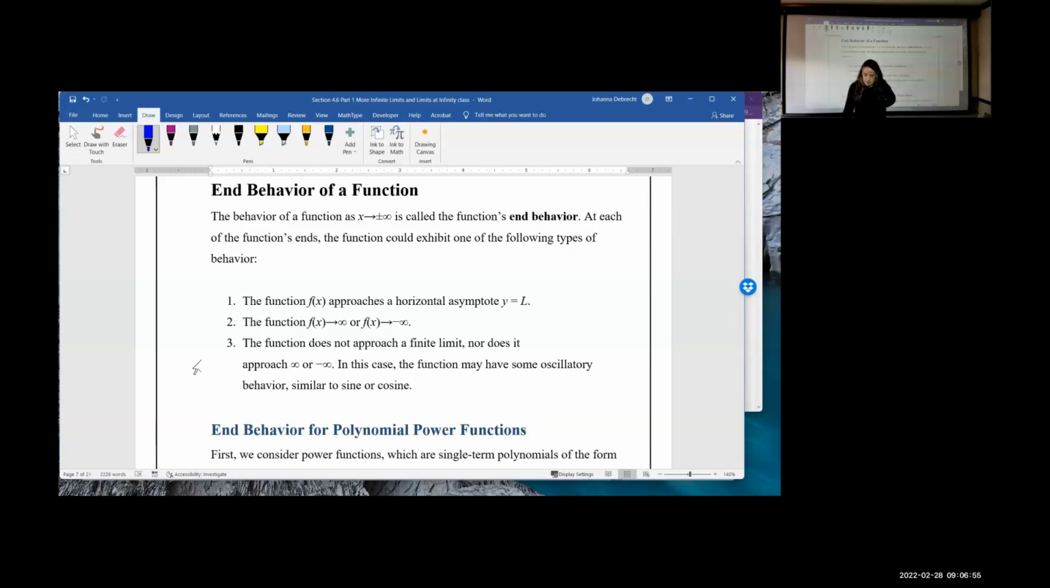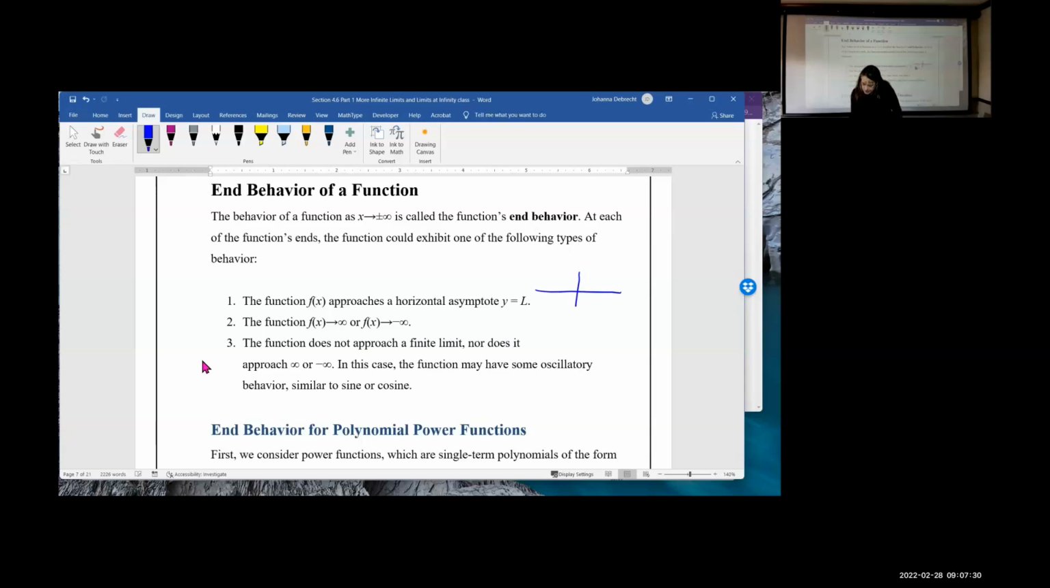All right. So the next thing we want to talk about is end behavior of a function. We've already been talking about this a little bit. Infinite limits at infinity are end behavior, but we want to define it a little bit more precisely. So there are different types of end behavior. You could be approaching a horizontal asymptote, y equal L, or it could be an infinite limit at infinity, or it could just not approach anything. It could have some kind of oscillatory behavior. So let's draw a picture for each one of these.